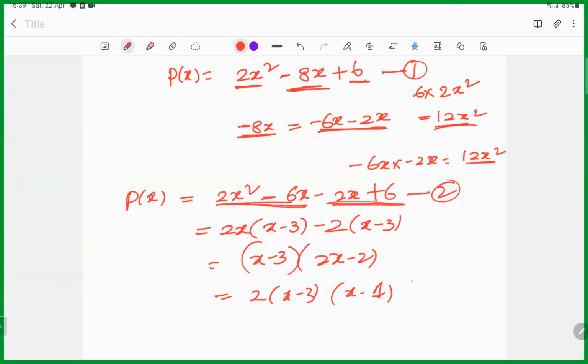So we need to equate this to 0 to find out the zeros. To become 0, one of the factors must be 0. Is it x minus 3 equal to 0, or is it x minus 1 equal to 0? If we keep x minus 3 equal to 0, then x will be 3. If we keep x minus 1 equal to 0, then x will be 1. Right?